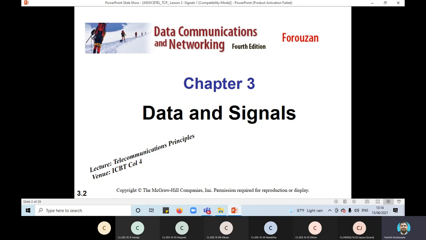The base or the reference for the things that we are discussing from today onwards is this book, Data Communications and Networking, fourth edition by Forouzan. Forouzan is the author. And the things that we are discussing in this session or in this set of slides are based on chapter number 3. The topic is data and signals, right? Data and signals.